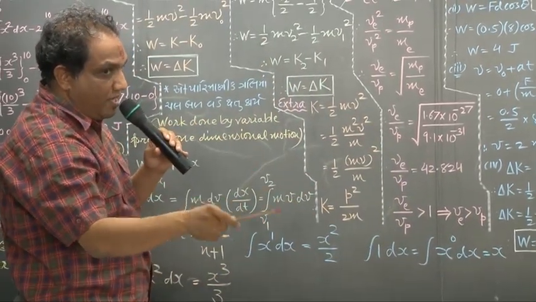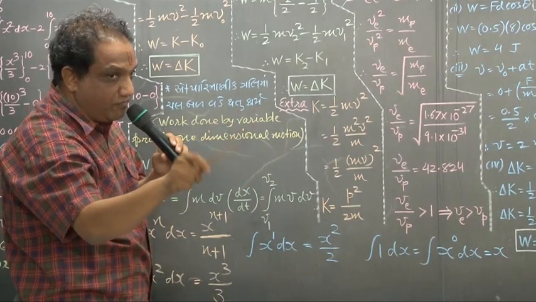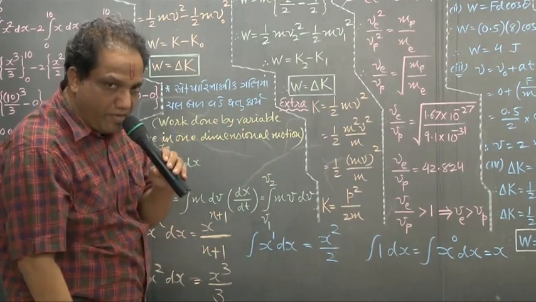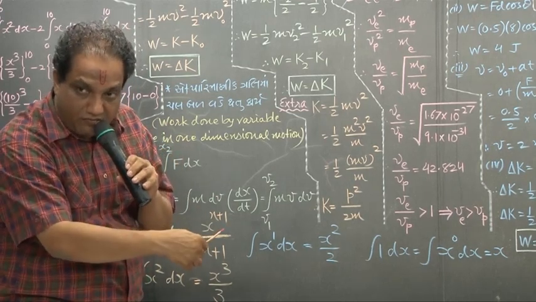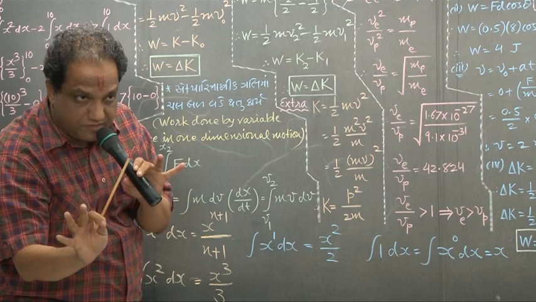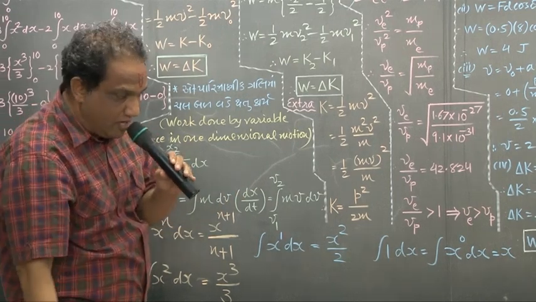Later on you may require integration 1 dt, it will be t. Integration 1 dy will be y. Right now integration 1 dx, what is it? x. Simple. Let me place all the values now.